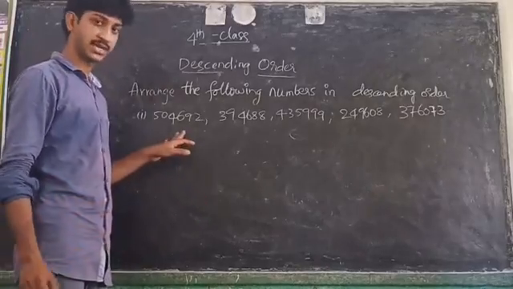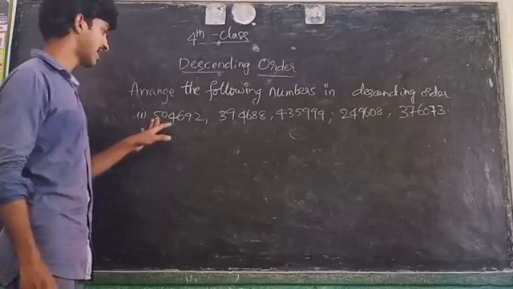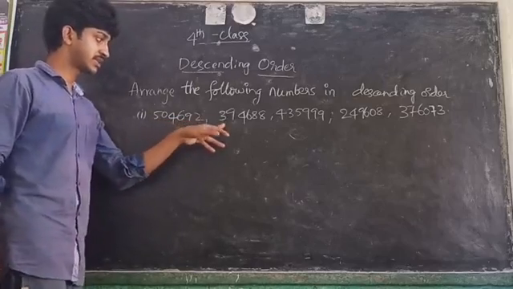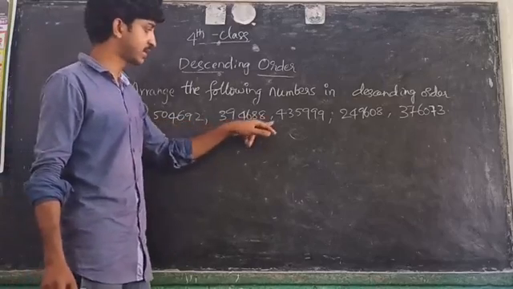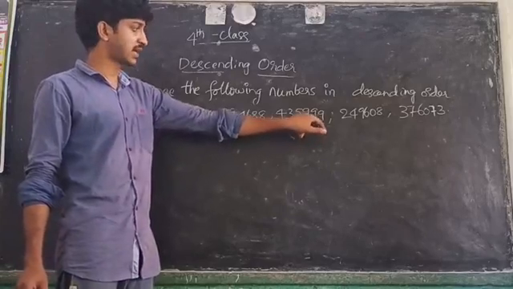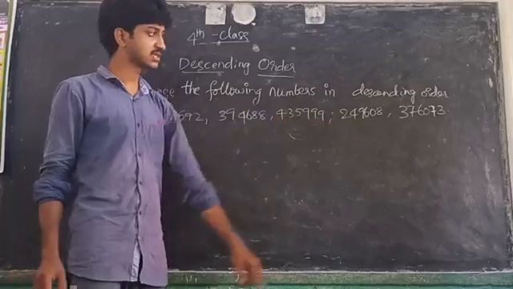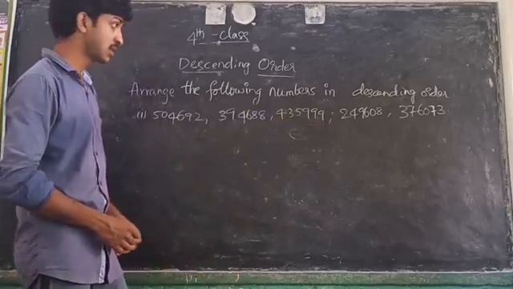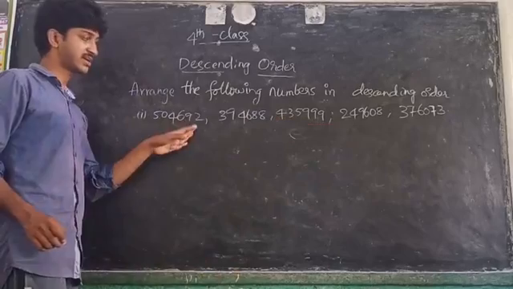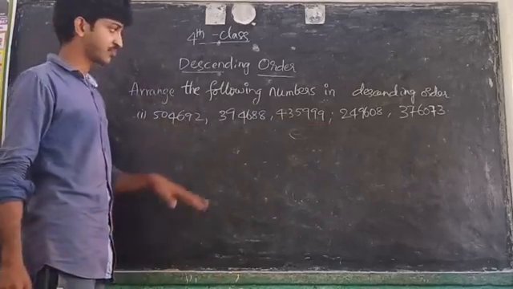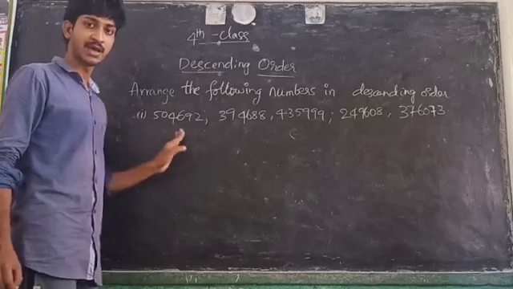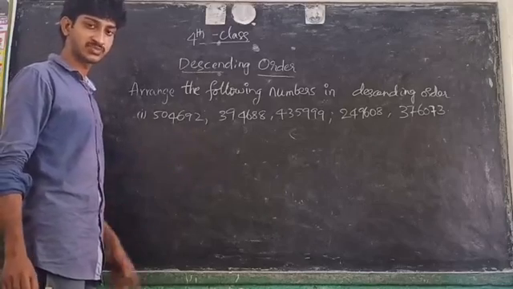Okay, children. See the second question here. The first number is 5,04,692, 3,94,688, 4,35,999, 2,49,608, and 3,76,073. These five numbers are given. Among these five numbers, we have to find the greatest number, the next greatest, and also the smallest number.